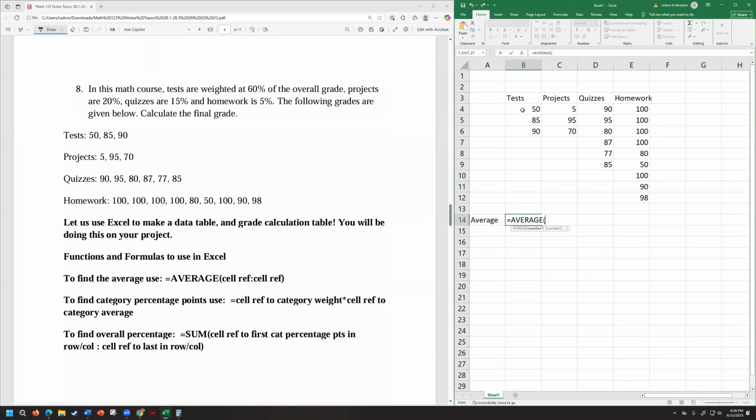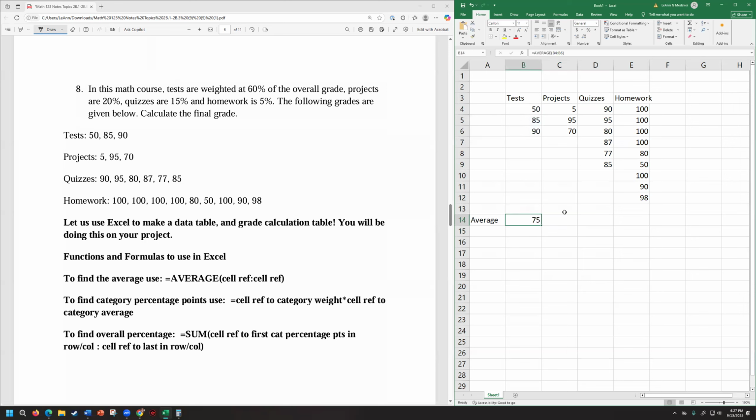And then you can either highlight with your left mouse button clicked the cells that you want it to average, or you can type in the cell name. Notice it says B4 colon B6. That says I want you to average everything from B4, so notice column and row, to B6, okay? And you can close that parenthesis if you want, but if you go ahead and hit the enter button on your keyboard, it will go ahead and know that it wants you to average it, okay?